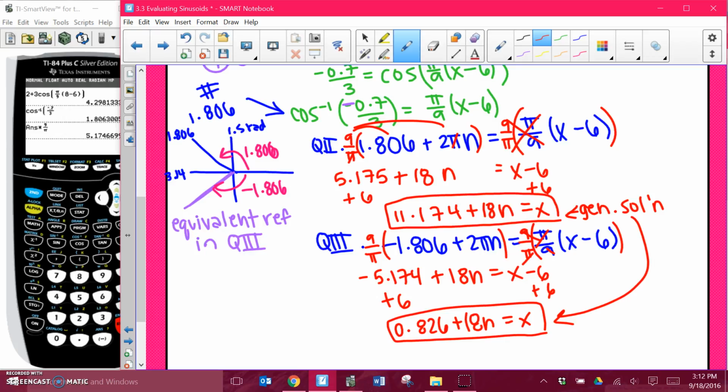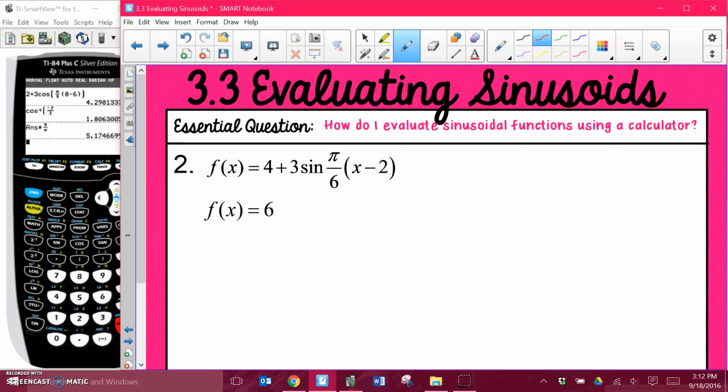So again, 2 equations will get you those things. Let's look at one that's a little bit different. This is f of x equals 4 plus 3 sine of pi over 6 times quantity x minus 2, and we want to find f of x equals 6. So again, I look and see what I'm going to replace. Because this one is an f of x, I'm replacing this whole thing with a 6.